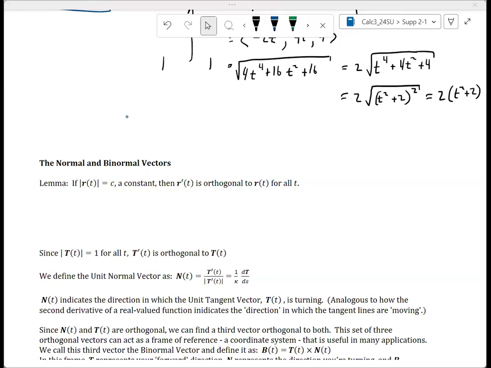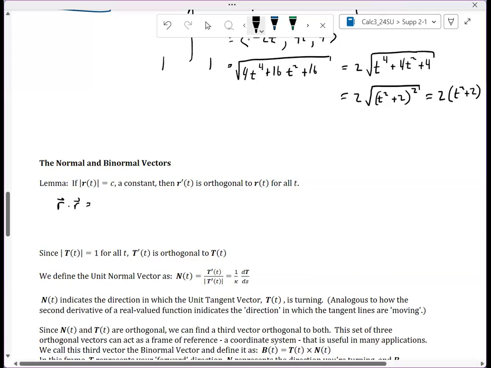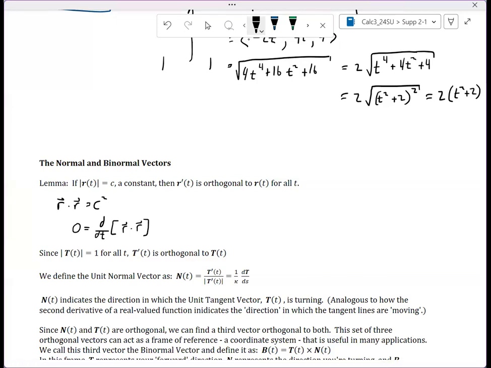Okay, so if we have length r a constant c, then that tells me that the dot product of r with itself is c squared, also a constant. And that means that the derivative of this dot product with respect to t has to be 0. So on one hand, the derivative of this dot product is 0. On the other hand, the derivative of this dot product is going to be what?